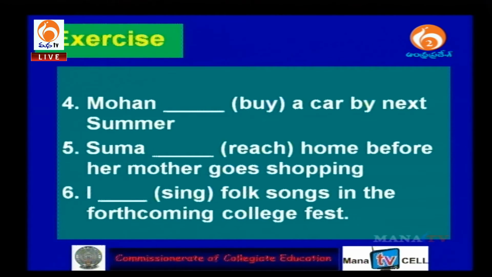Again, Suma dash reach home before her mother goes shopping. Her mother hasn't gone shopping. That means the action is a future possibility. But Suma has to reach home before mother goes shopping. That means we have to use future perfect to complete this blank. I dash sing folk songs in the forthcoming college fest. That means the college fest hasn't come, and during that college fest, I am going to sing folk songs. That means we use will be plus ing form to represent future continuous tense.